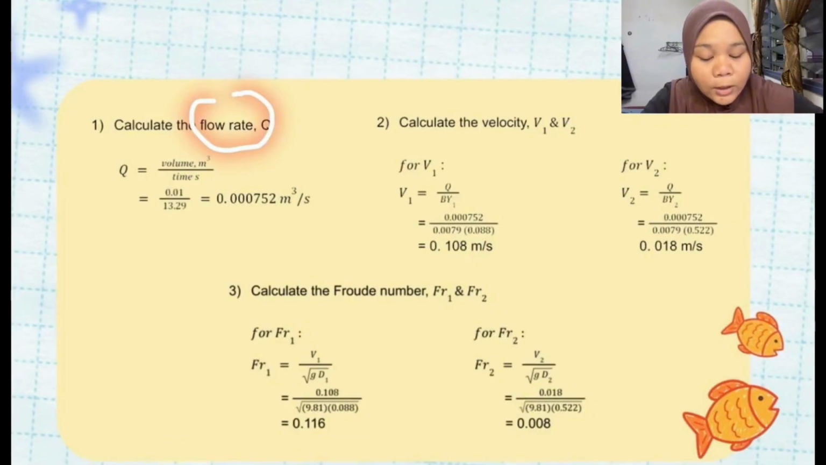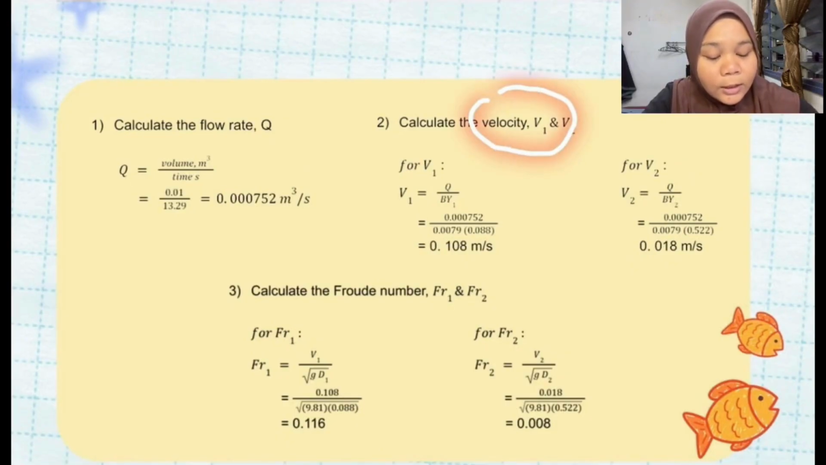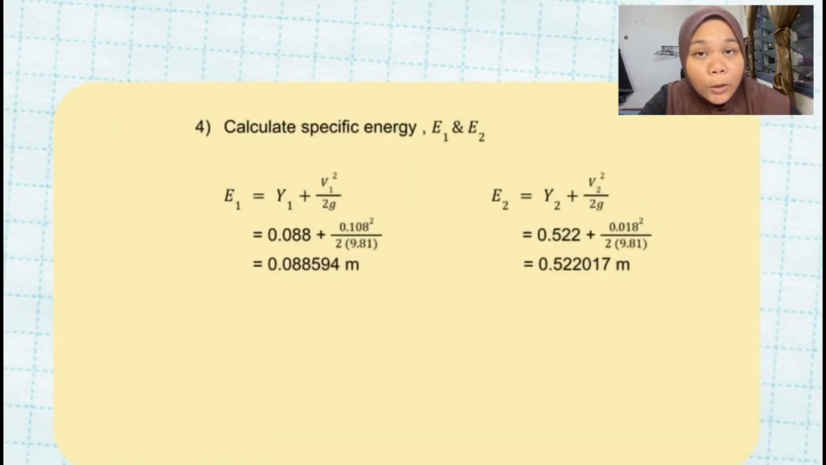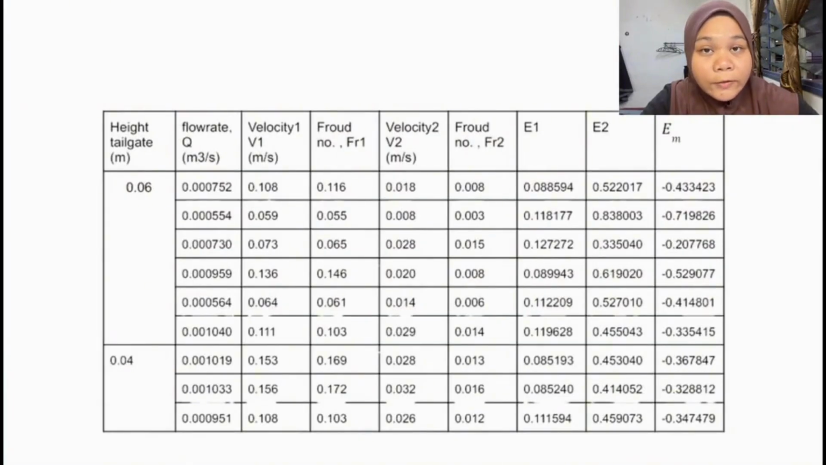Firstly, we need to calculate the flow rate by using this formula. After that, we need to calculate velocity 1 and velocity 2 by using this formula. Third, we need to calculate Froude number 1 and Froude number 2 using this formula. Lastly, we need to calculate the specific energy 1 and 2 using this formula. Here are all the results.